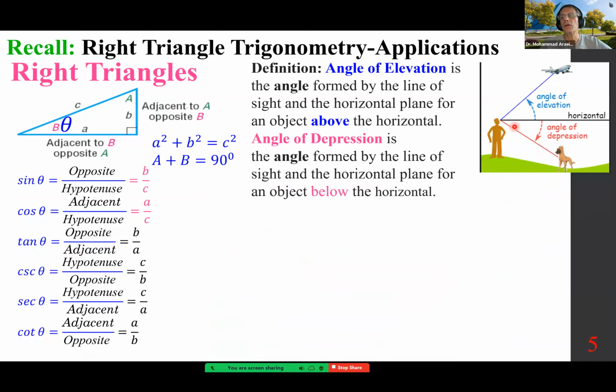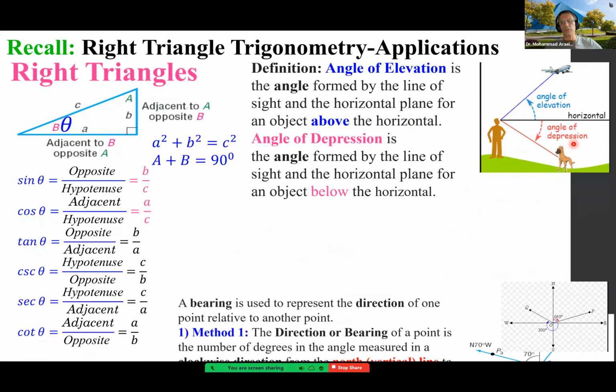If this is a horizontal line, the angle of elevation is the angle formed by the line of sight and the horizontal plane for an object above the horizontal. For an object below the horizontal, it is called the angle of depression.